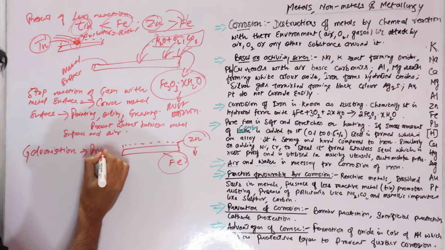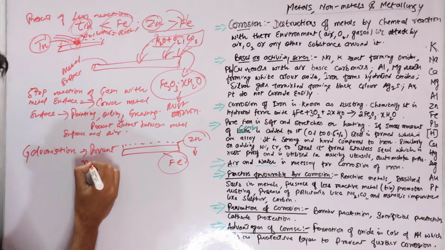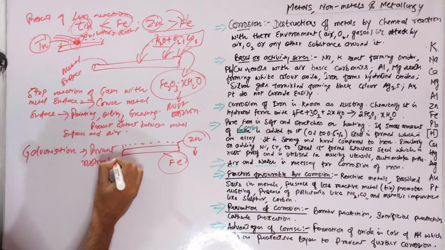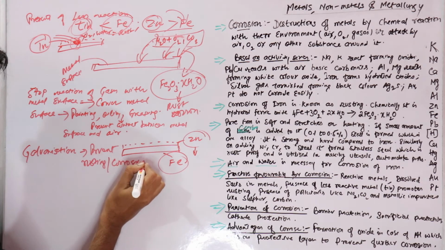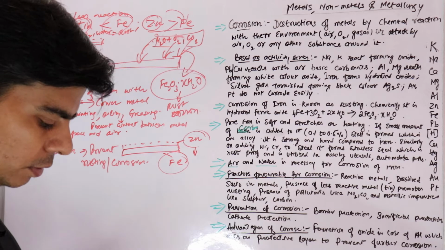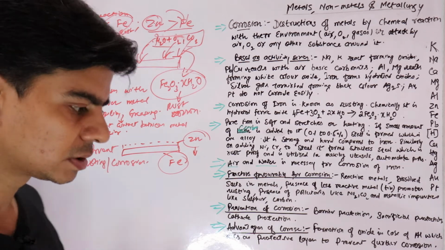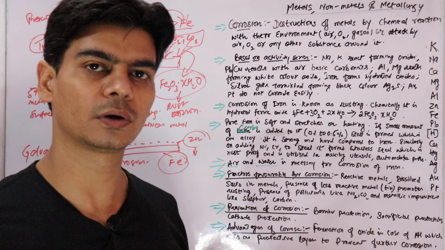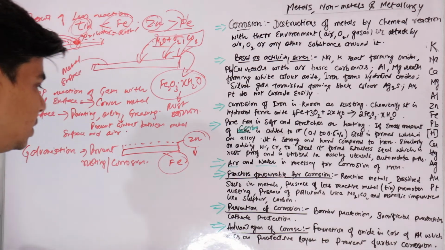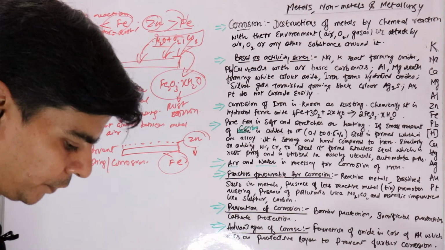Galvanization can prevent rusting or corrosion of iron because zinc is more reactive than iron and will always preferentially react or oxidize in preference to iron.